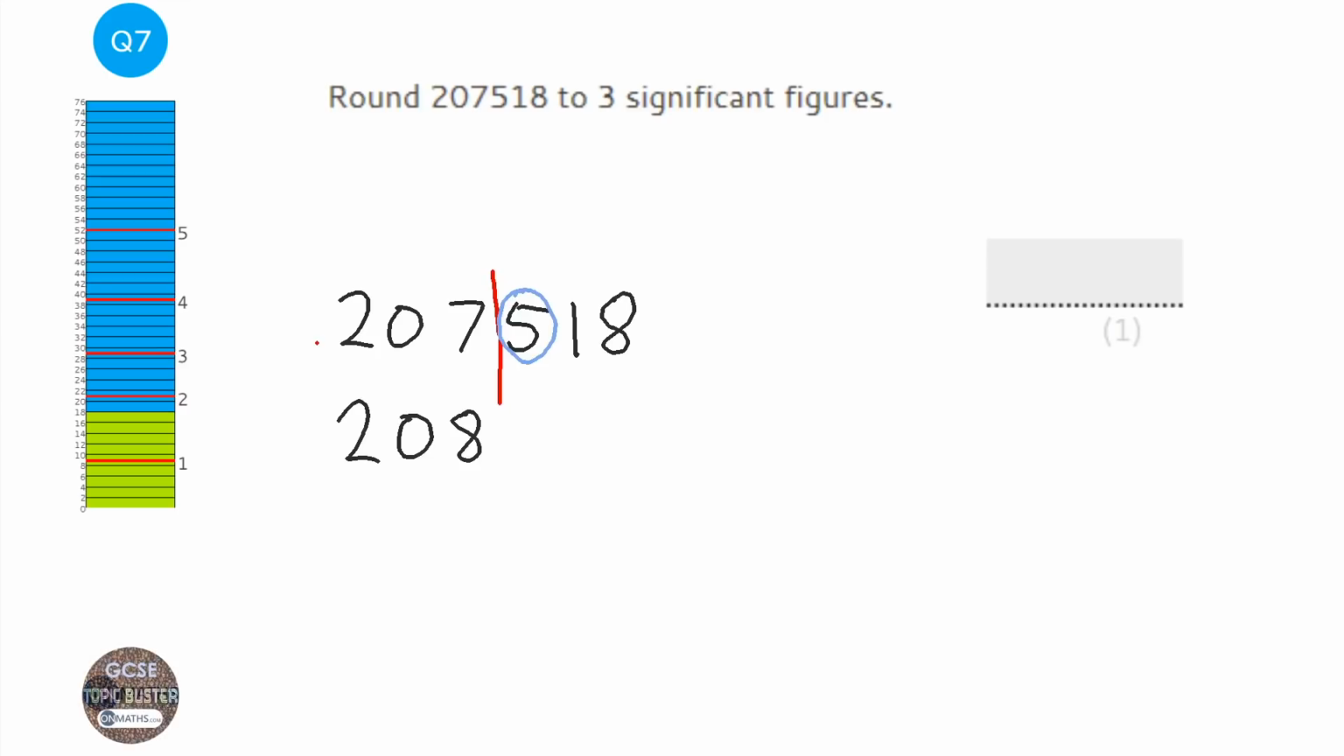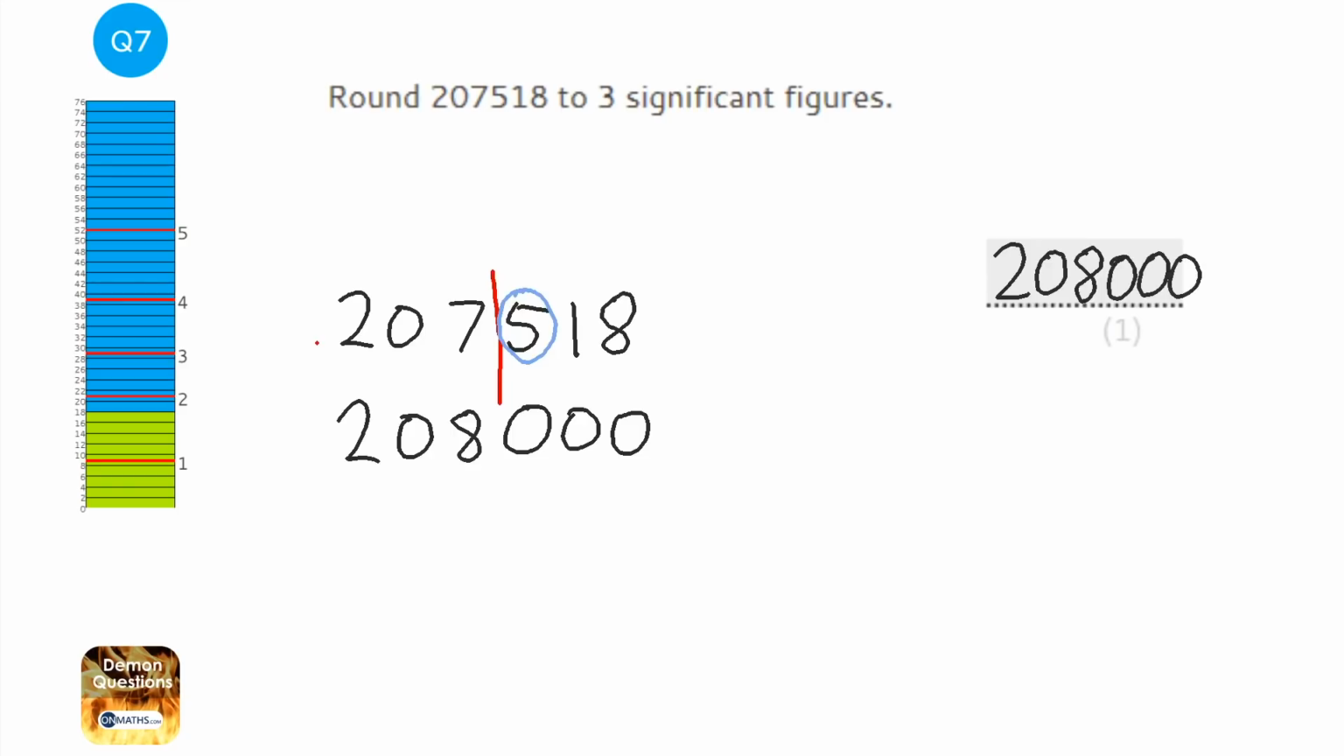Now be careful here, the numbers to the right don't disappear, and some students, when they've done decimal places, think they just go away. With significant figures, you have to remember that they turn to 0. Now they do the same with decimal places, it's just because they're after the decimal point, we don't need them anymore. But these 3 zeros here are what we call placeholders. So, for instance, if you're asked to estimate the size of a crowd, and there was 207,518 people, you wouldn't say that that was roughly 208 people. You would say that's roughly 208,000 people.